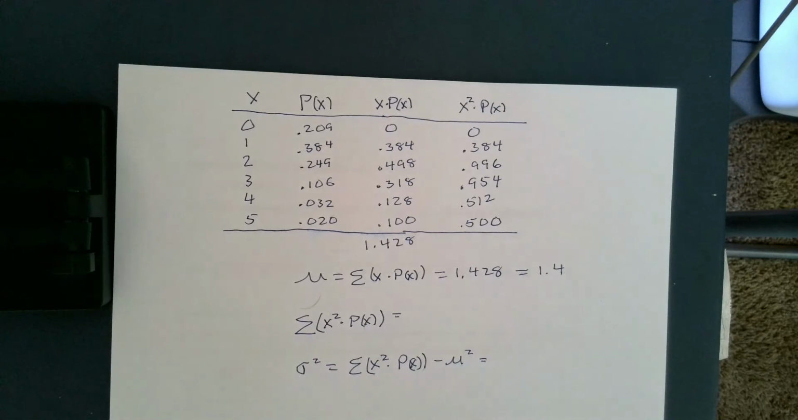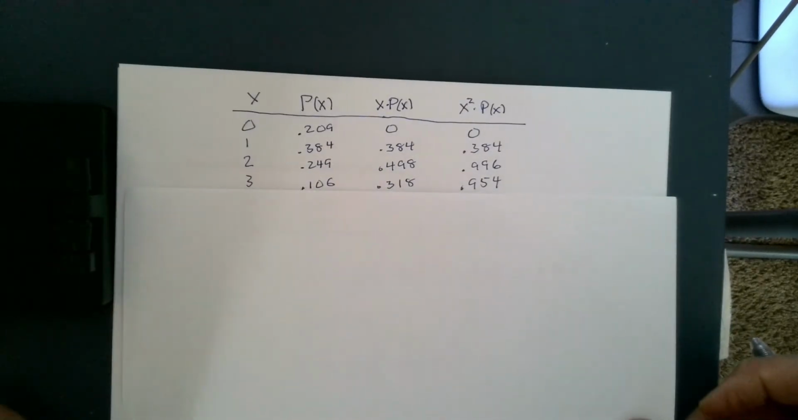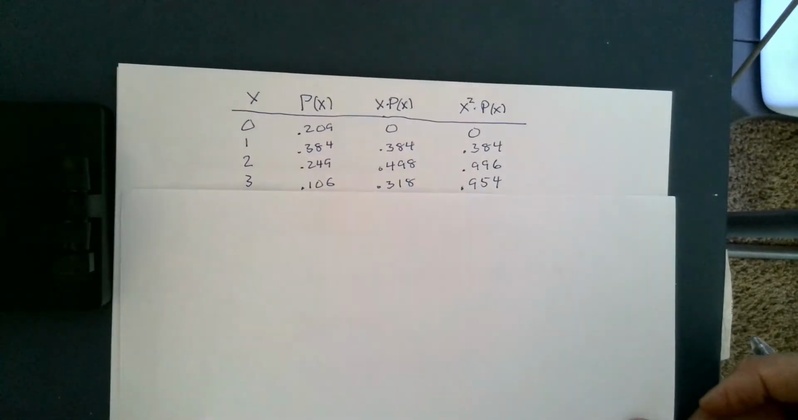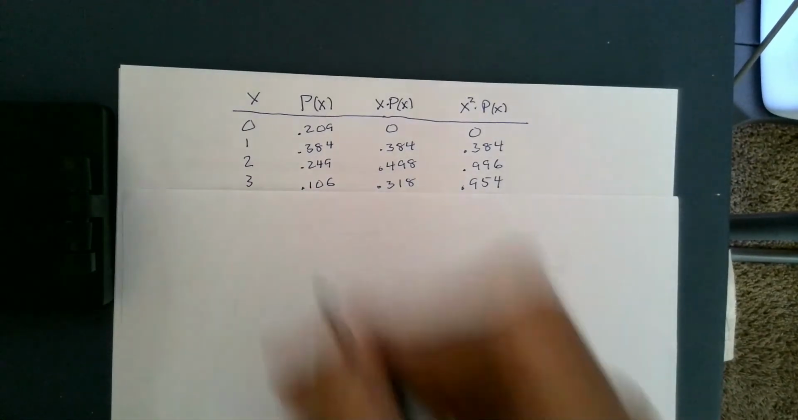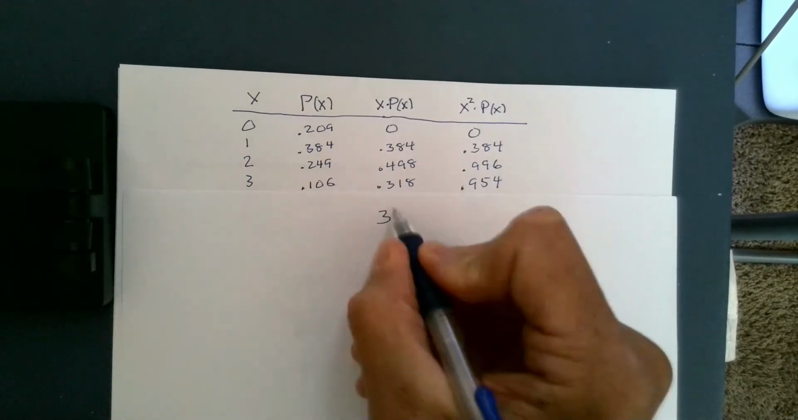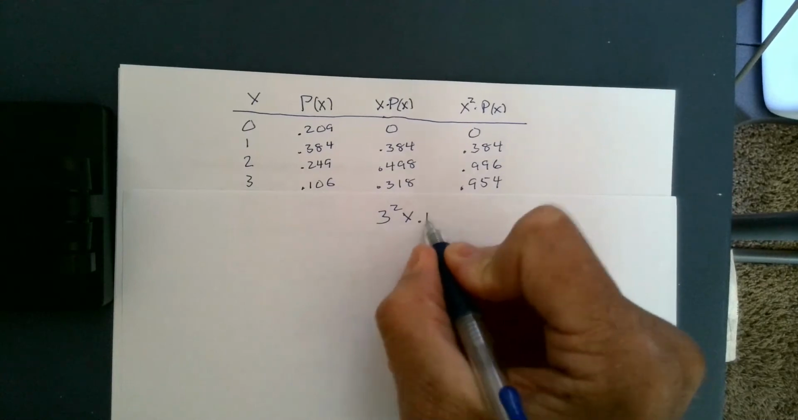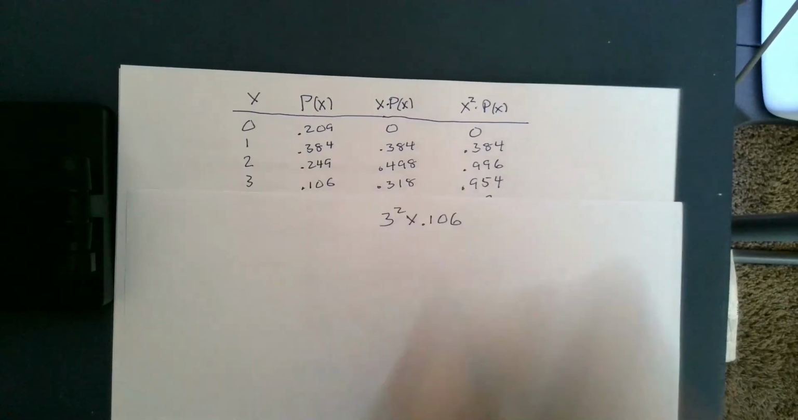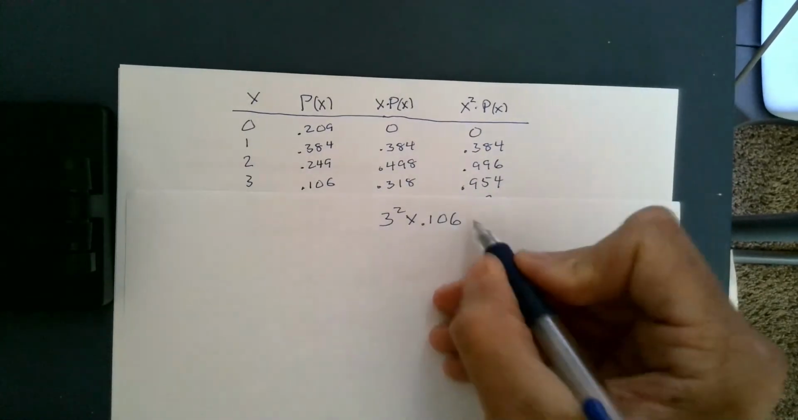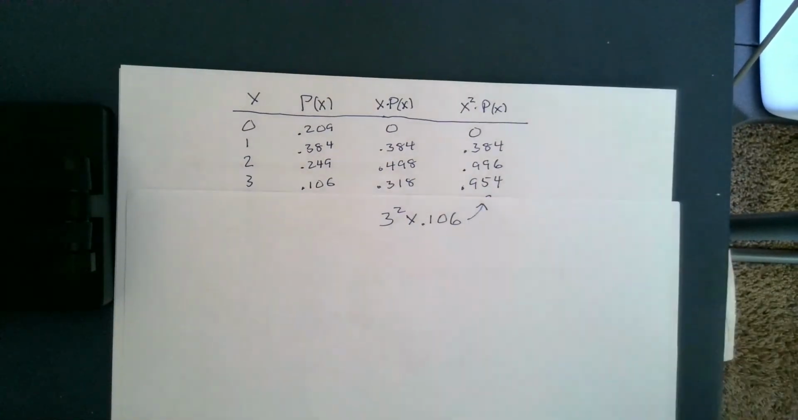So just to make sure everyone understands these calculations, let me show you how the 0.954 was calculated. What we did is we squared 3. 3 squared is 9, and then multiplied 9 times 0.106. And if you multiply 9 times 0.106, this results in 0.954.